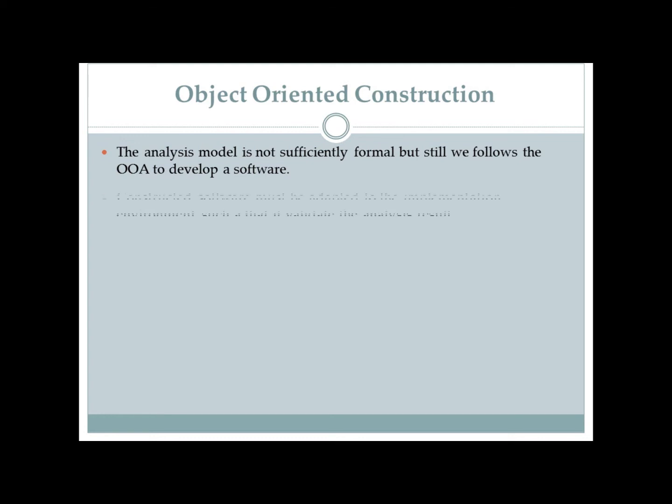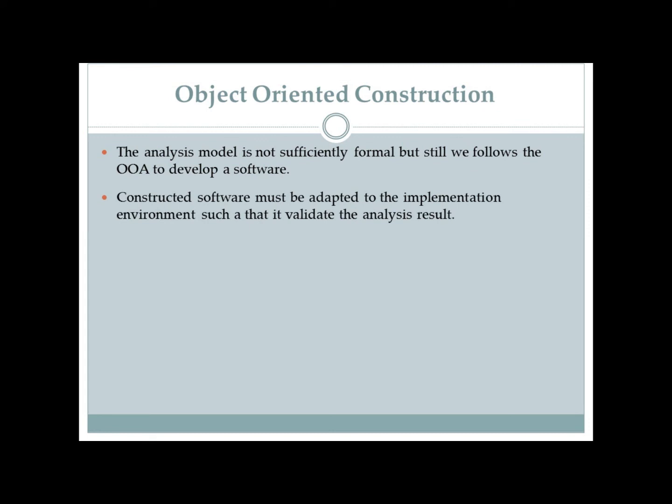Now we are at the topic object oriented construction. This is a phase of the object oriented system development SDLC. When the analysis model is not sufficiently formal, but still we follow object oriented analysis to develop software, then the constructed software must be adapted to the implementation environment such that it validates the analysis result. These two statements are useful to consider how the analysis and construction phases are related to each other.